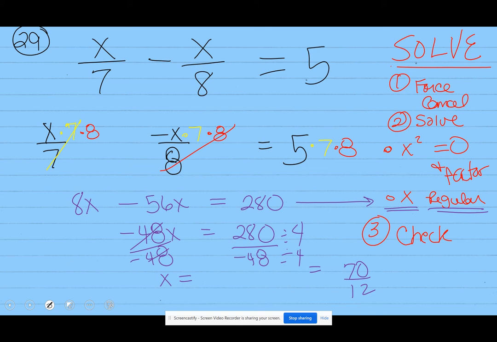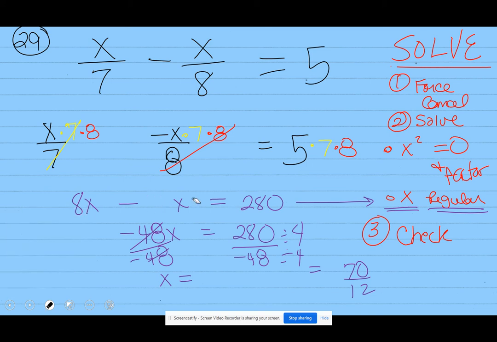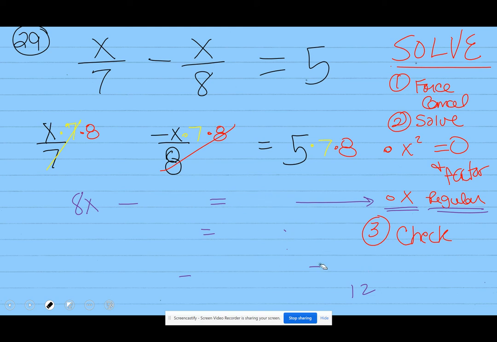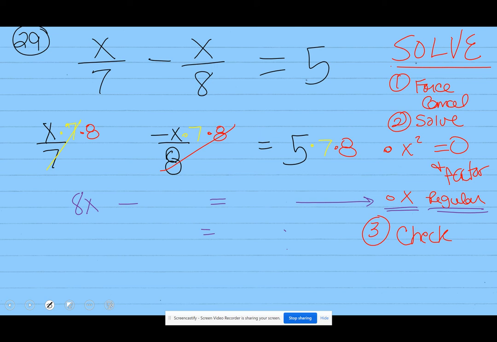Multiplied by 7. Oh, I see what I did wrong. Do you see what I did wrong? Right there. Let's do this again. Okay, you see what I did wrong? The 7's canceled, left me with 8x. The 8's canceled and left me with 7x.